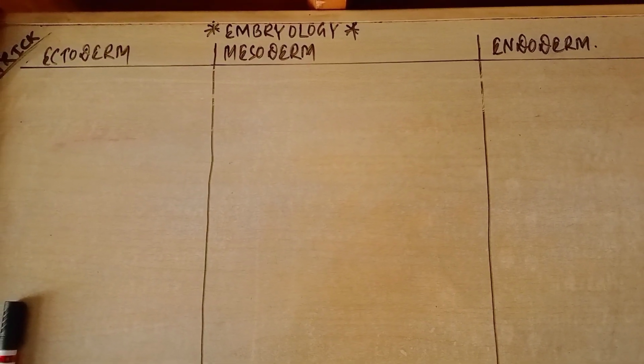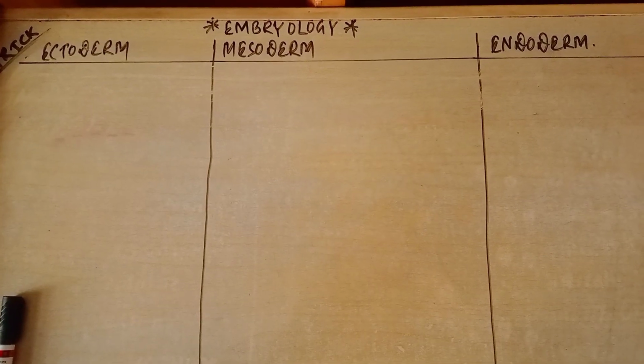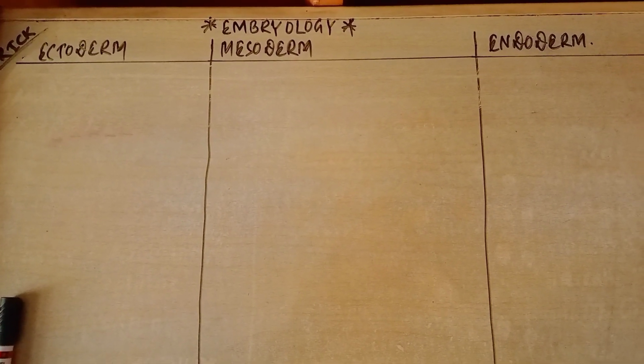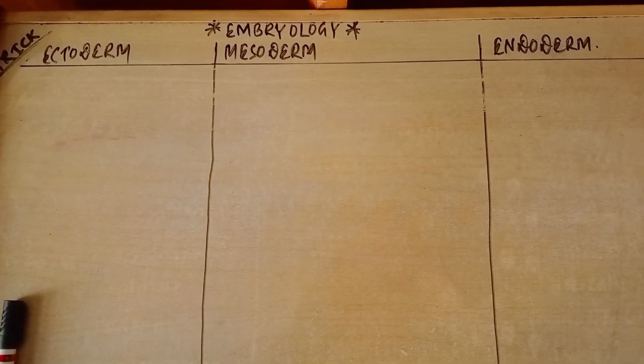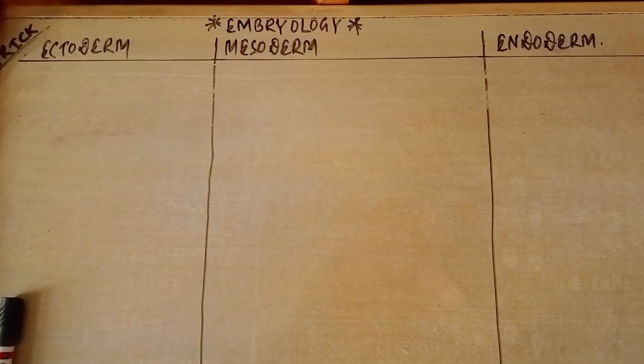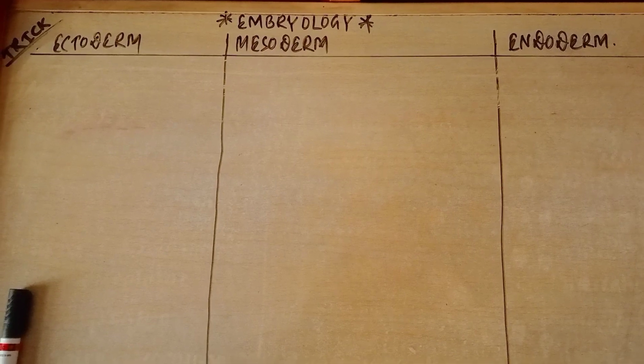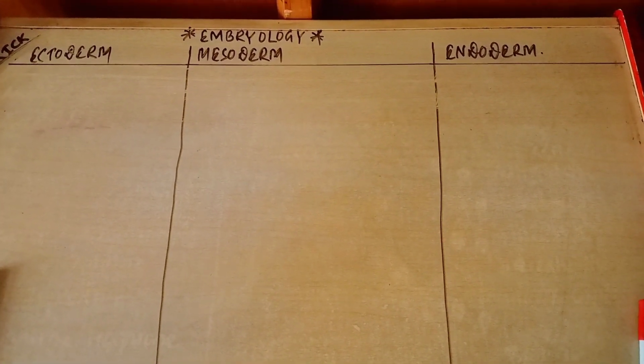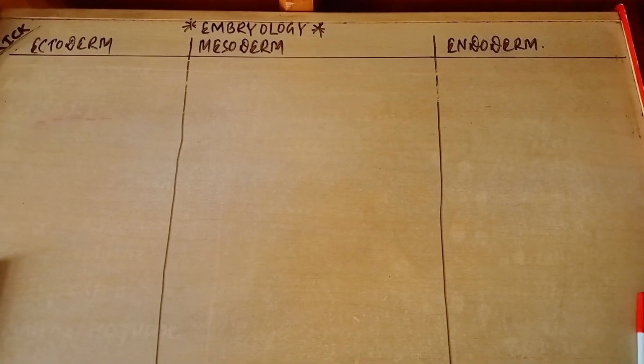In embryology, especially we are doing about ectoderm, mesoderm and endoderm. That is, examples of ectoderm, mesoderm and endoderm. This is a very important topic in any entrance examination. So without wasting the time, let's move into the topic. So first we will be dealing with ectoderm.